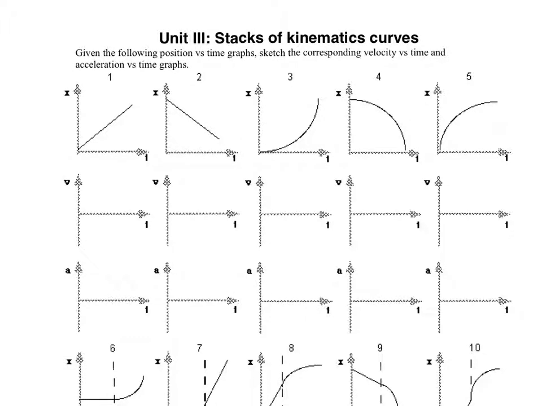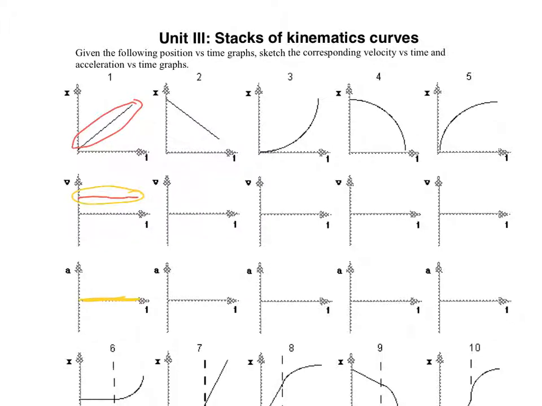All right, let's see what we can do with this one. Remember, we need to know what the slope of that is. It's a positive slope, it's a straight line, so it's a constant velocity. Then we need to go to the next one and say, what's the slope of that? Slope of a horizontal line is 0.